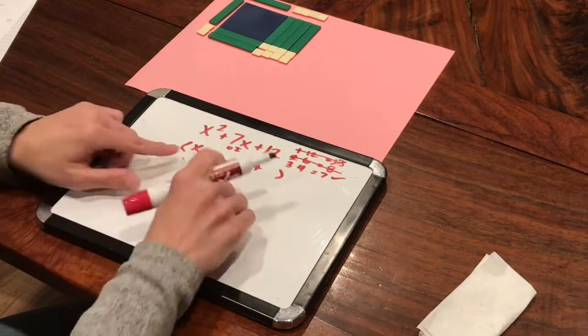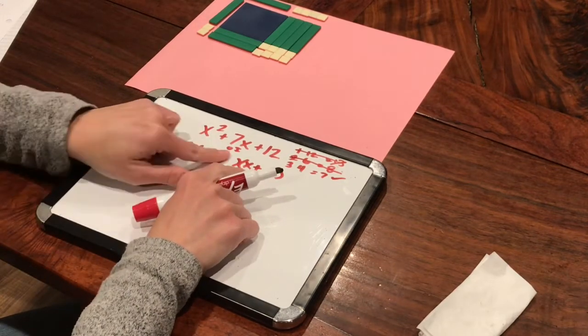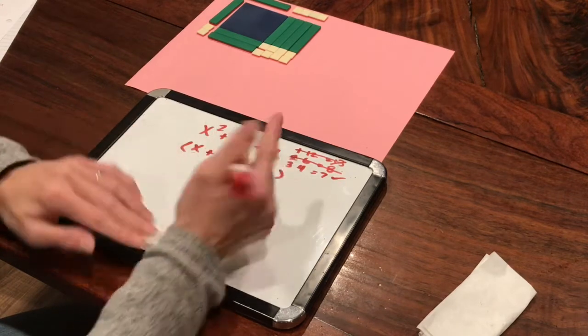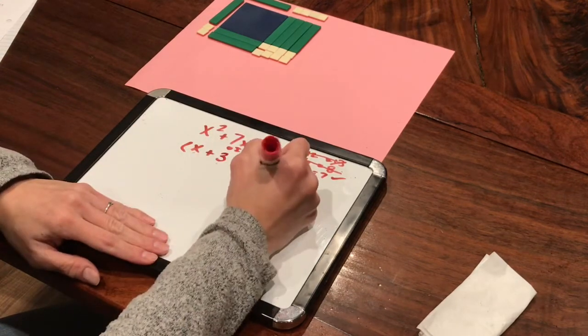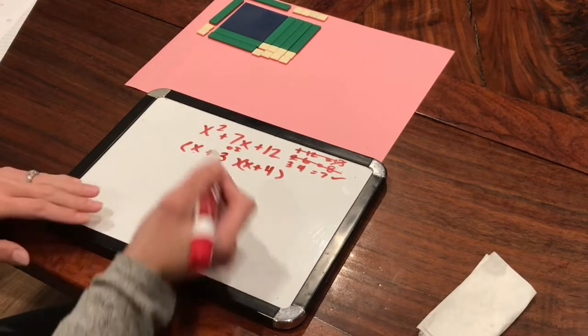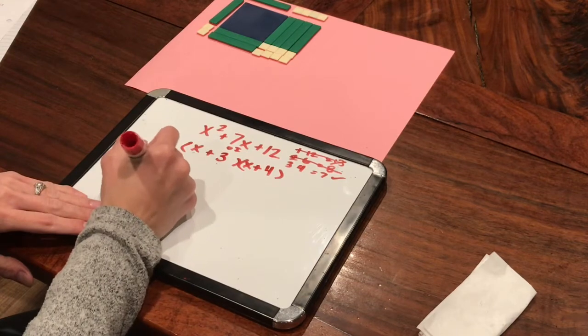Right now, since we have an x in both of these, it does not matter if we put the 3 here or the 4 here. So our two factors are just x plus 3 and x plus 4. How about example 3?